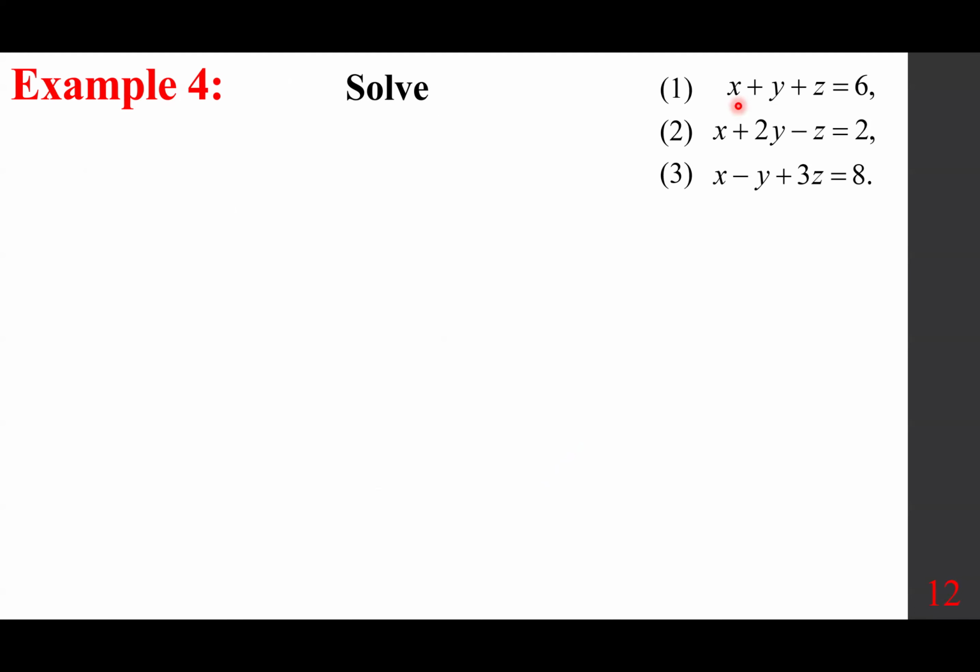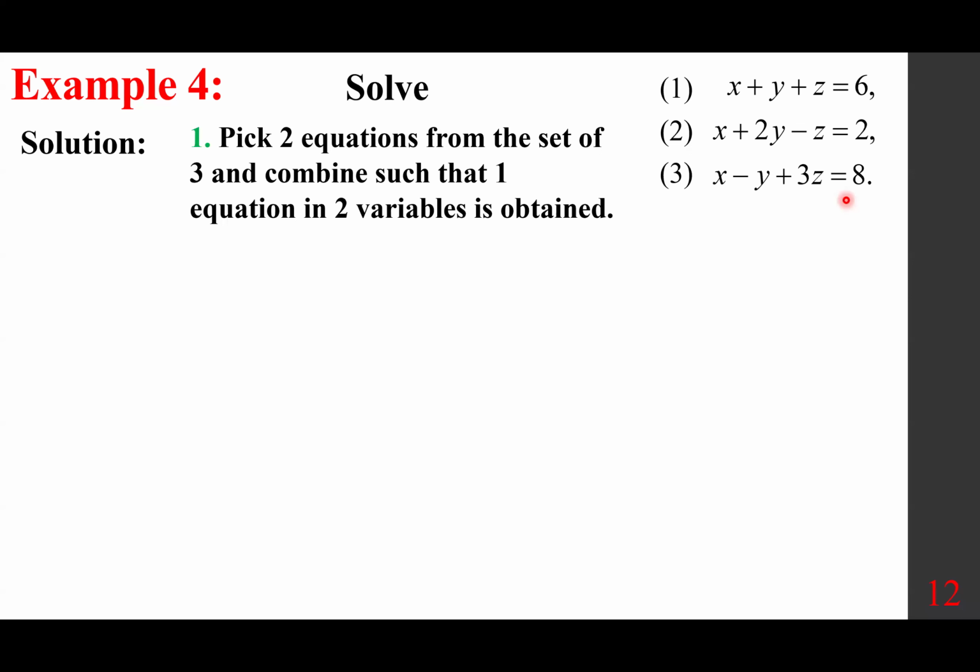Example 4, we have, again, a system of 3 equations. x plus y plus z is 6, x plus 2y minus z is 2, x minus y plus 3z equals 8. And we have to pick two. We have to pick 2 equations from the set of 3 and combine such that one equation in two variables is obtained. And normally you pick the one that really is easy to deal with. Okay, class.